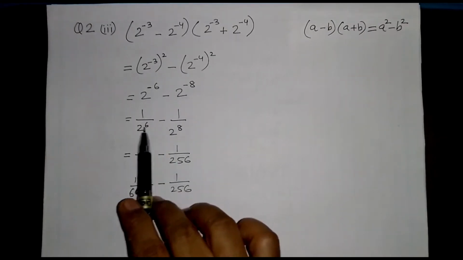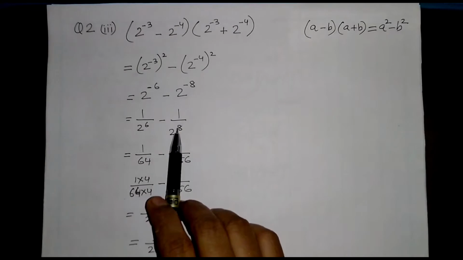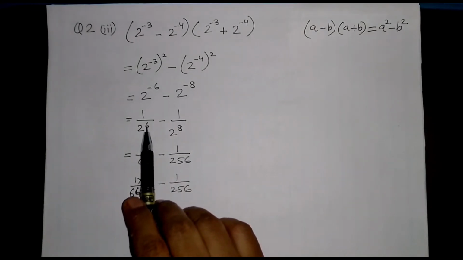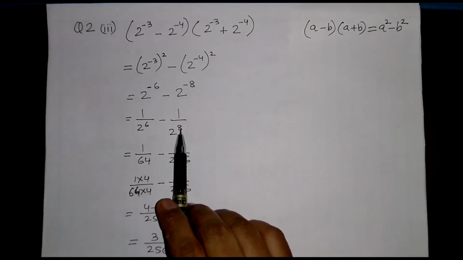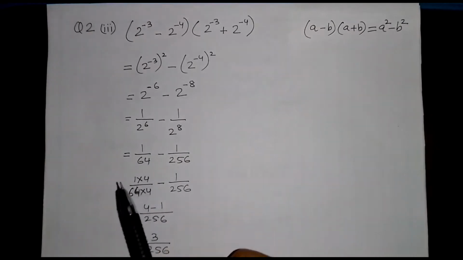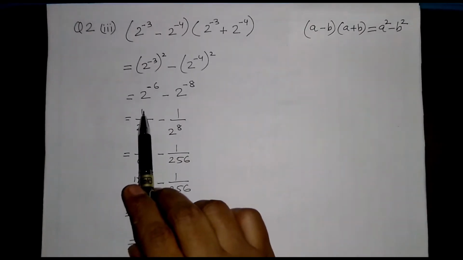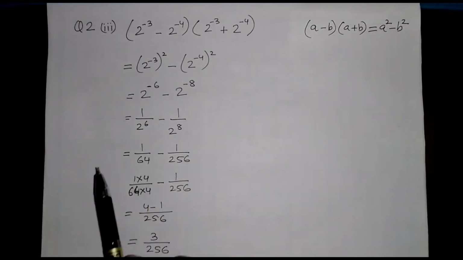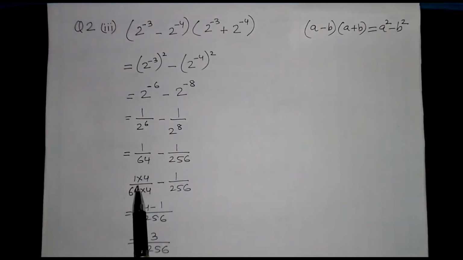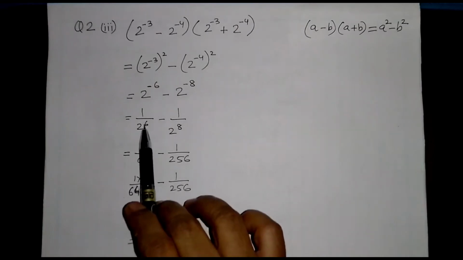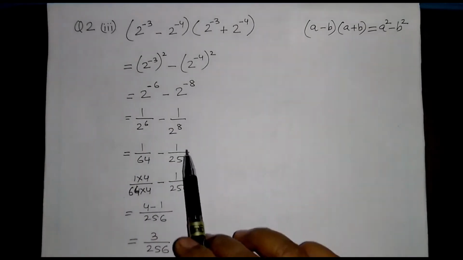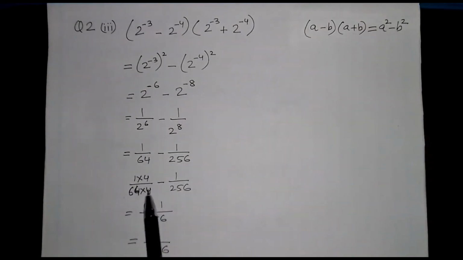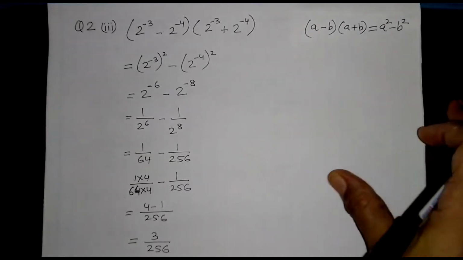How to make these two equal? What is the difference between them? This is 2 raised to 6, this is 2 raised to 8. So there is a difference of 2 square. So we will multiply this by 2 square, that is 4. We will get 1 into 4, 64 into 4. 64 we got from 2 raised to 6, and 2 raised to 8 is 256. So now we can subtract: 4 minus 1 by 256. We have the answer 3 by 256.